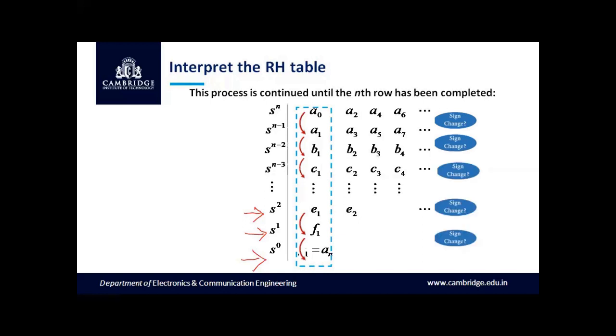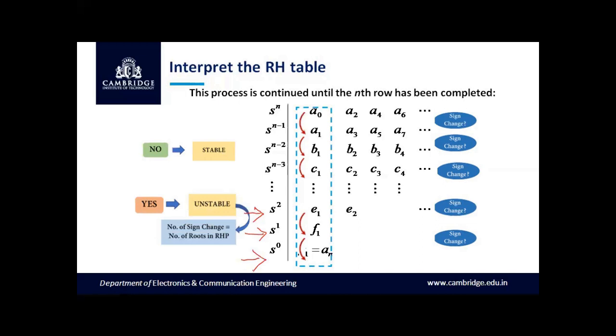If there is no sign change, then you can say the system is stable. And if there is a sign change, then the system becomes unstable. And the number of sign changes will be equal to the number of roots in the right half of the s-plane. So let us assume that the first coefficient has sign plus, the second plus, the third is minus, then the fourth is plus, and finally all are plus. It is just an example.